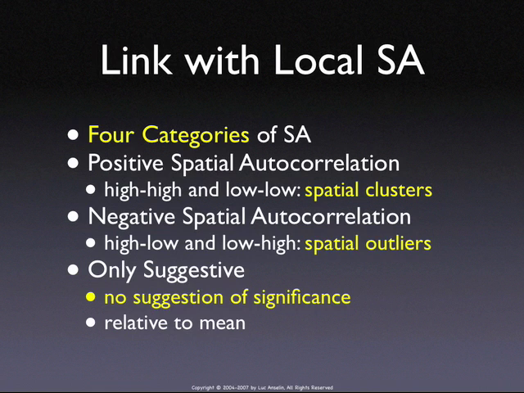And then the two other quadrants are negative spatial autocorrelation. The lower right-hand one is above average for the x-axis, below average for the neighbors. So this is high-low: a high value surrounded by low neighbors. We call that a spatial outlier. And then the upper left one is the other way around: below average values surrounded by above average neighbors, low-high, again spatial outliers.